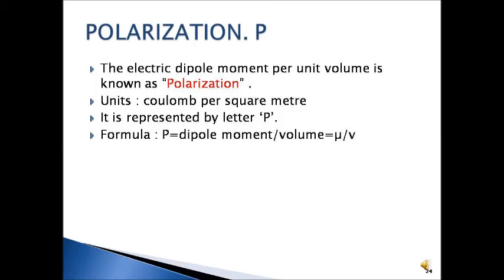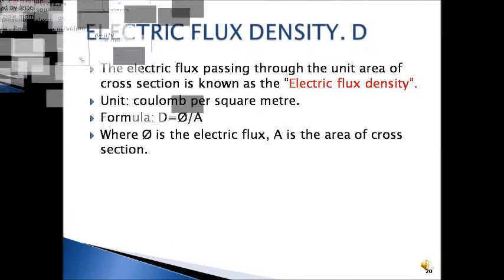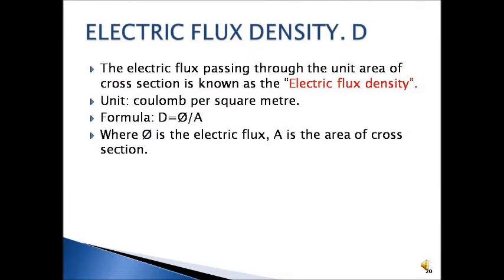Polarization. The electric dipole moment per unit volume is known as polarization. Units: coulomb per square meter. It is denoted by P. Therefore, P is equal to mu by V. Electric flux density. The electric flux passing through the unit area of cross section is known as the electric flux density. Unit: coulomb per square meter. It is denoted by D. Therefore, D is equal to phi by A, where phi is the electric flux and A is the area of cross section.